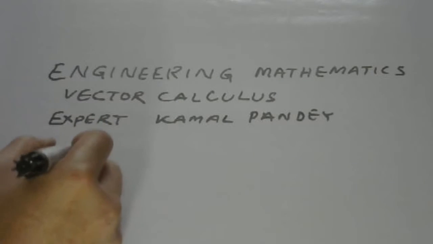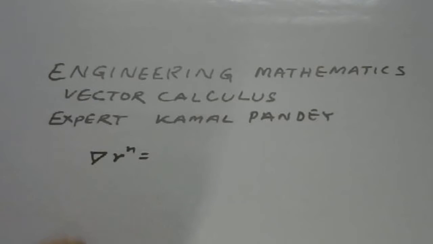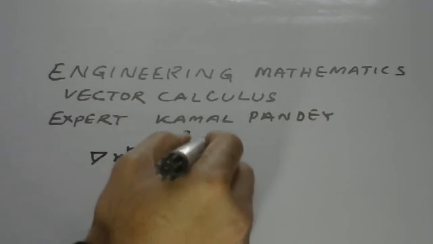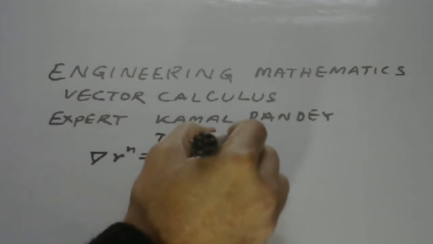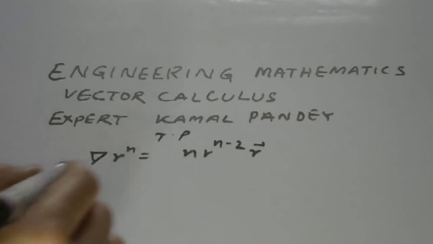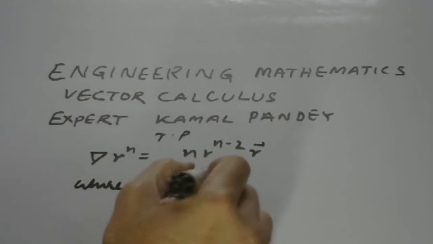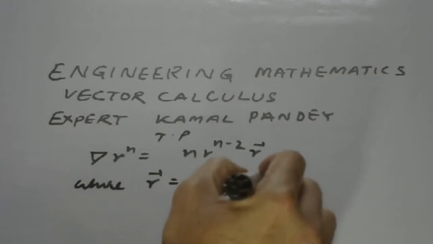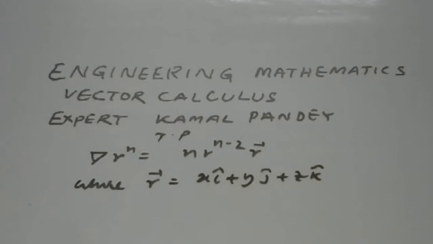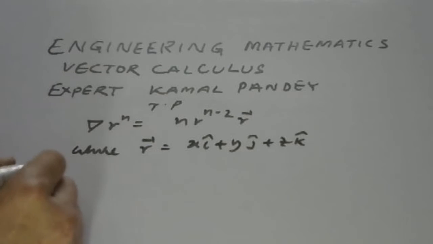The first question is: prove that the gradient of r to the power n is equal to n r to the power n minus 2 times r vector, where vector r is equal to x i cap plus y j cap plus z k cap. Now we go for the solution of this question.